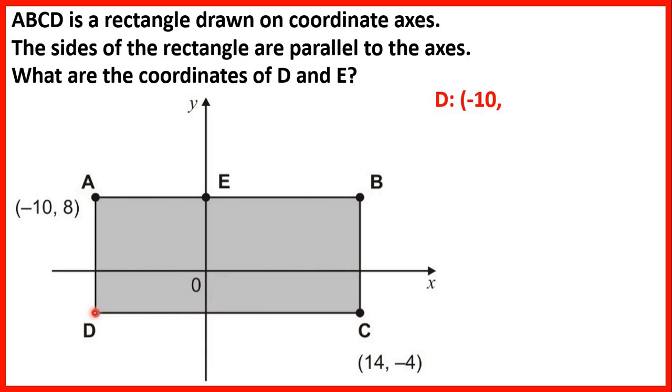Then for the y-coordinate, we can see that point D is in line with point C, and that has a y-coordinate, a second number, of -4. So the y-coordinate of D will be -4 as well. So now let's look at point E. That's on the y-axis, so it will have an x-coordinate of 0. And then to find the y-coordinate, we can see that point E is in line with point A, and because that has a y-coordinate of 8, the y-coordinate for point E will be 8 as well.